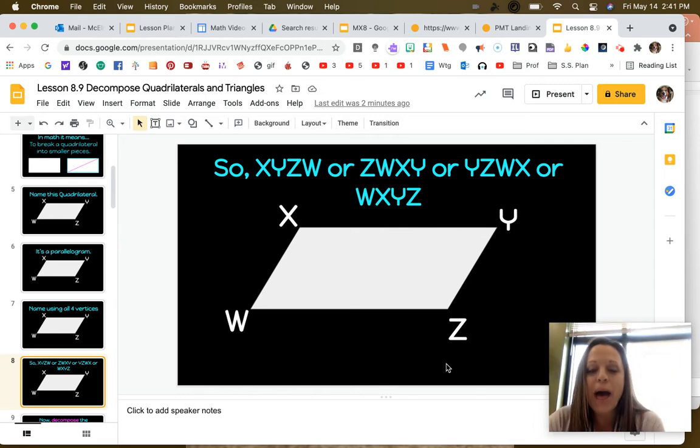Okay? It does not matter which one you choose to name it, as long as it goes in order around the shape, okay? You can't go diagonal. Like you can't say, oh, quadrilateral WYZX. No, you have to go in order going around the shape.